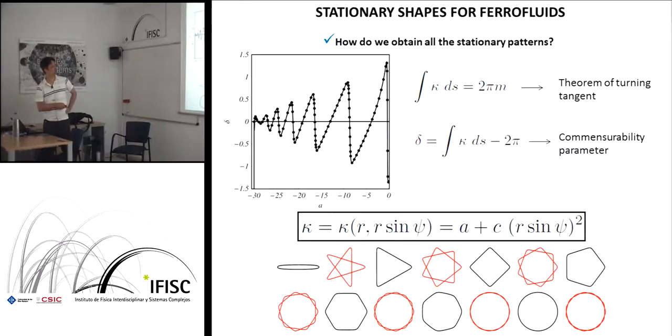They look like polygons, right? We impose commensurability on the solutions, and when this delta parameter crosses the axis, there is a commensurable solution to the problem. So we find all the commensurable solutions to a given set of physical parameters.